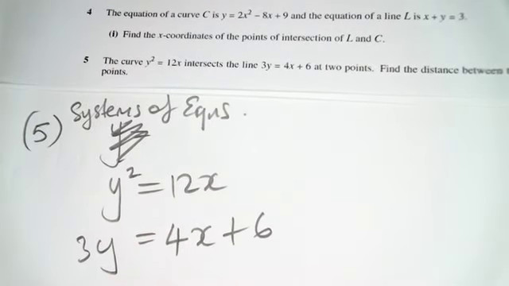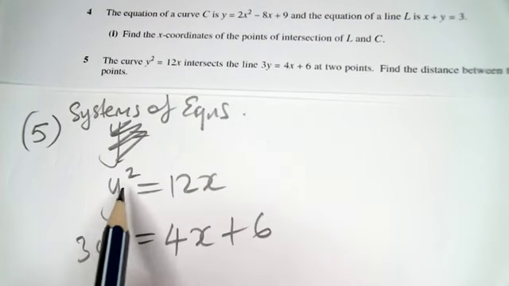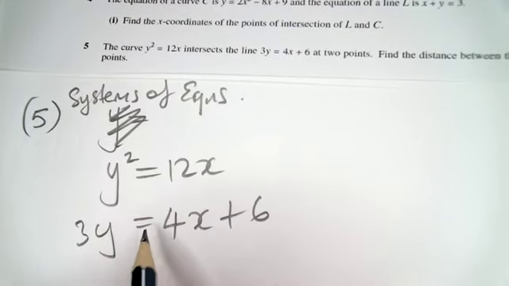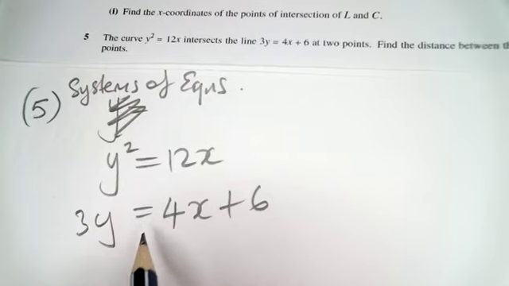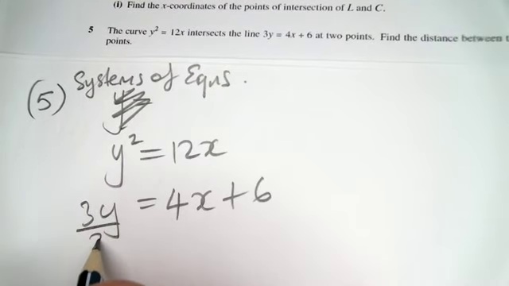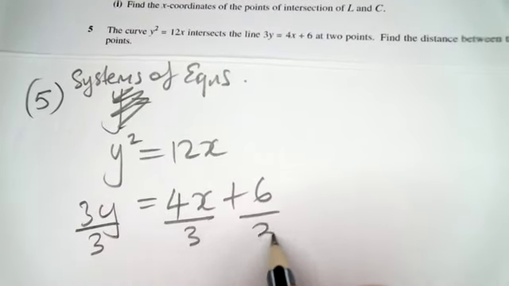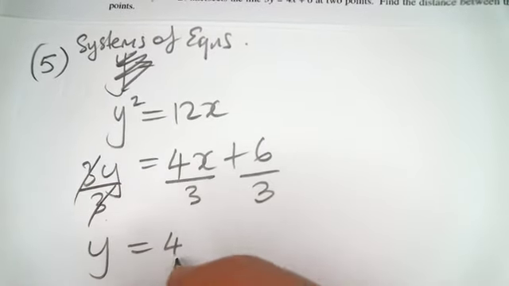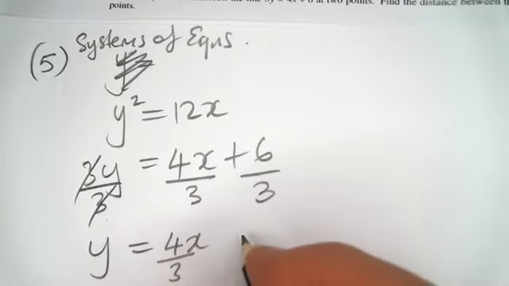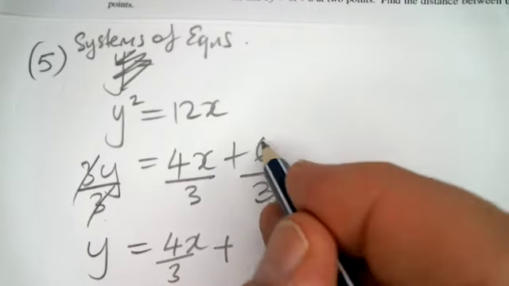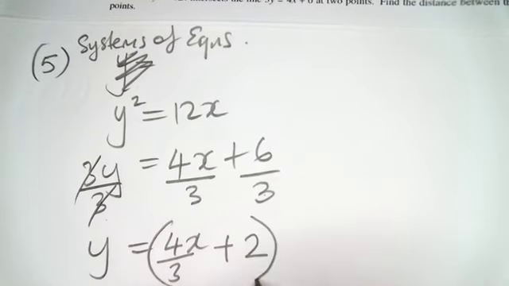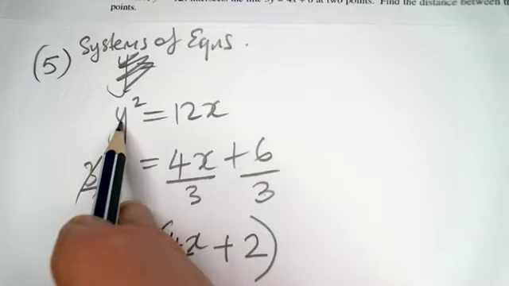And this is where the simultaneous bit comes in, because if we knew what y was, we could just square it and make it equal to 12x. So that's what I'm going to do. I'm going to make y the subject, so I'm going to divide all of this by 3. Where we end up is y is 4/3 x, or 4x on 3, plus 6 on 3, which is 2. So that's now what y is. I'm just going to put that in brackets because I'm about to square it.